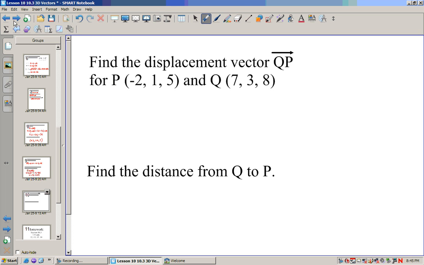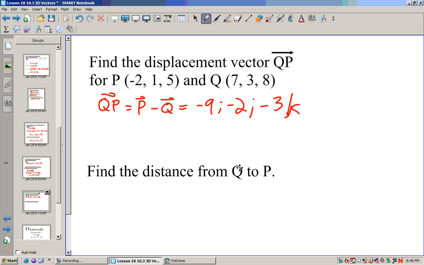Last one. Let's find the displacement vector QP. Now hopefully everyone pauses this and does it by themselves first. Here we take P minus Q, which would be -2 minus 7, which is -9i. 1 minus 3, which is -2j. 5 minus 8, which is -3k. So this would be the displacement vector from Q to P.